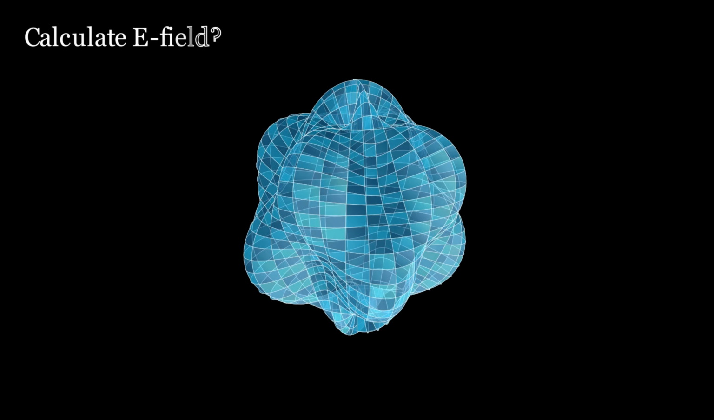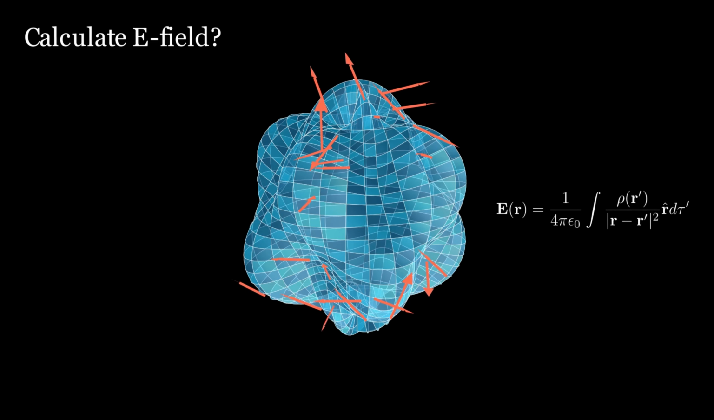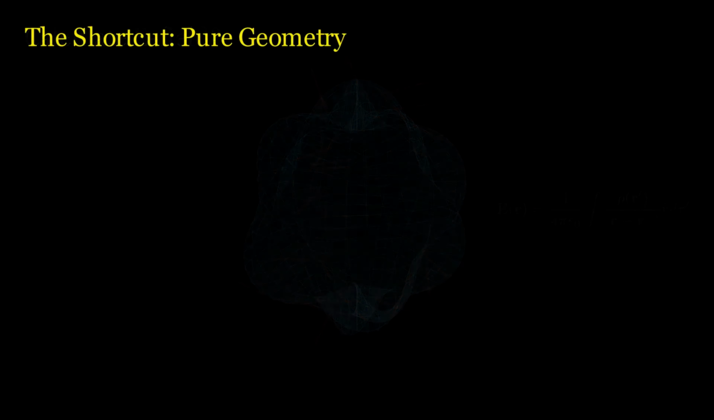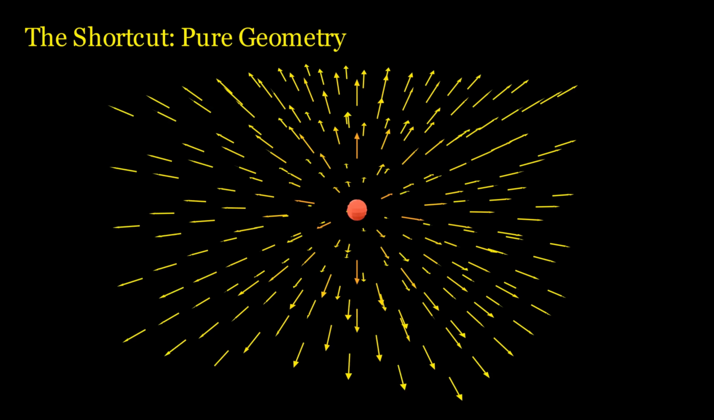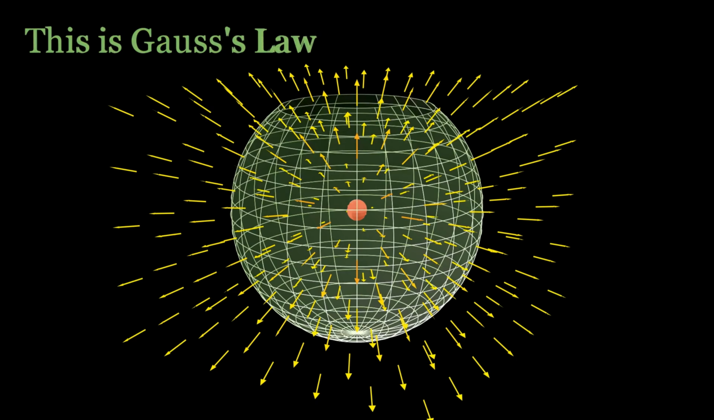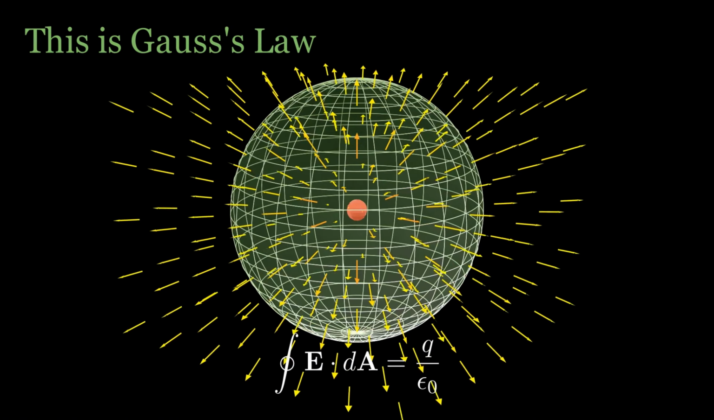If I ask you to calculate the electric field of a complex charge shape using Coulomb's law, you would probably start having nightmares about difficult integrals. But what if I told you there's a shortcut, a way to bypass the hard math entirely using pure geometry? This is Gauss's law. But to use Gauss's law effectively, we cannot just pick any random shape.